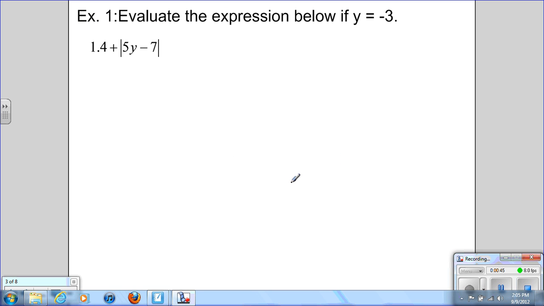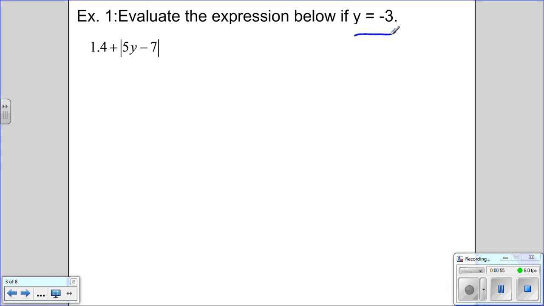Let's try evaluating an absolute value expression. So 1.4 plus the absolute value of 5y minus 7. And we know that the y value is negative 3. That's given to us. So let's plug in negative 3 for y and see what our answer is. 1.4 plus the absolute value of 5 times negative 3 minus 7. Now the absolute value bars, you have to think of them as a grouping symbol.